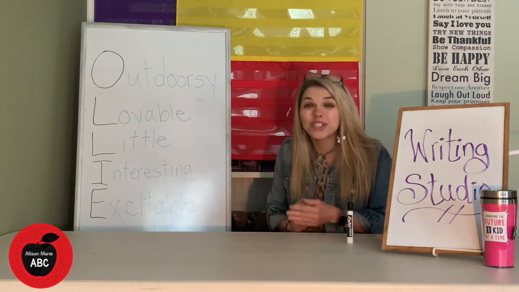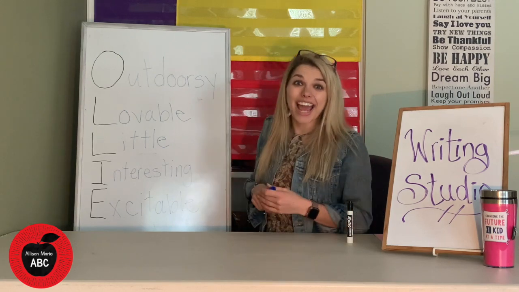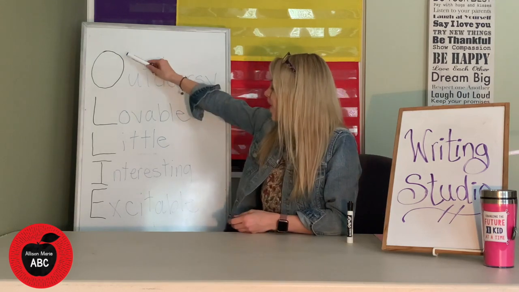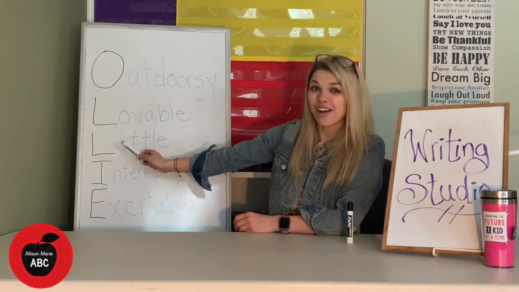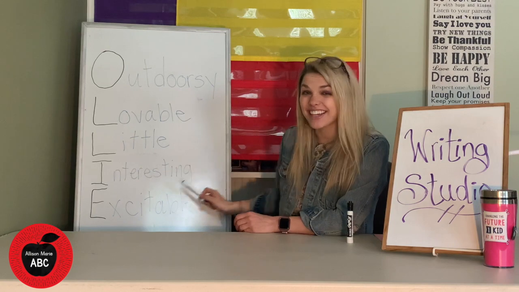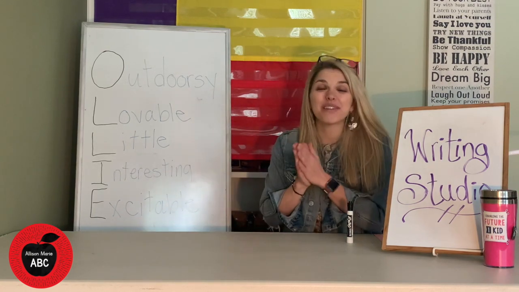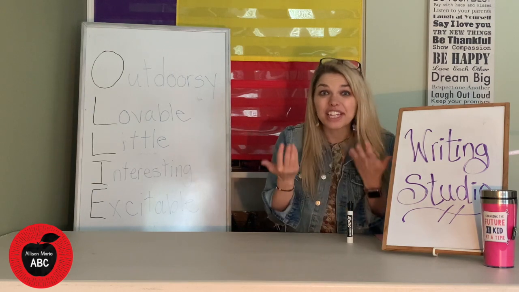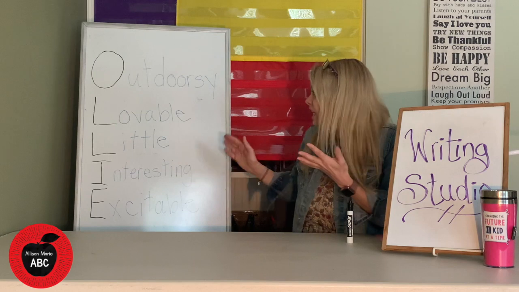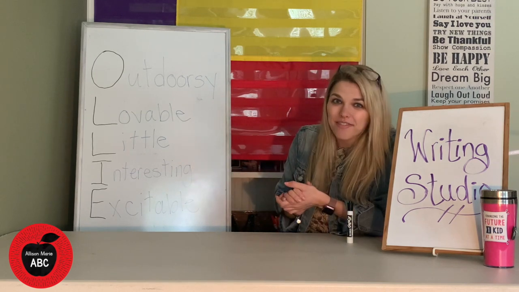Wow, writers, we just finished our first acrostic poem. So let's go ahead and read it together. Ready? Ollie. Outdoorsy, lovable, little, interesting, excitable. That is such a great poem. I cannot wait to show it to him. I could even take it a step further and start to draw a picture of little Ollie. He would just love that.